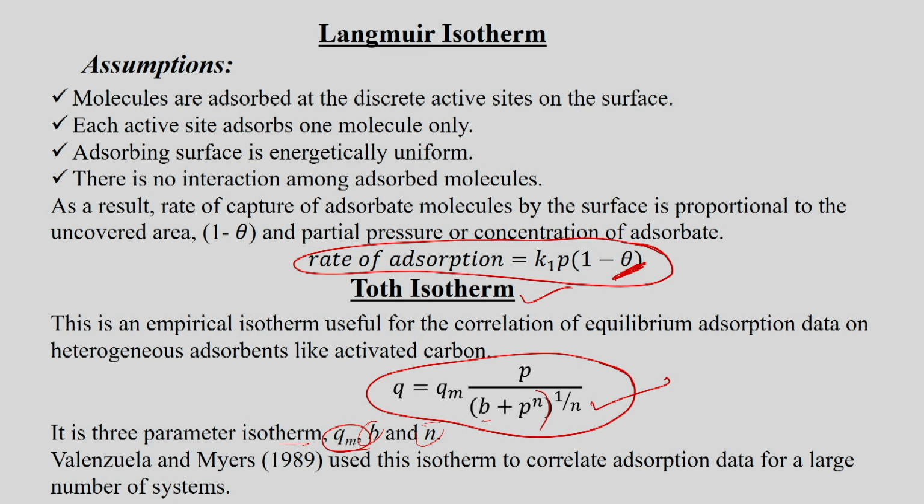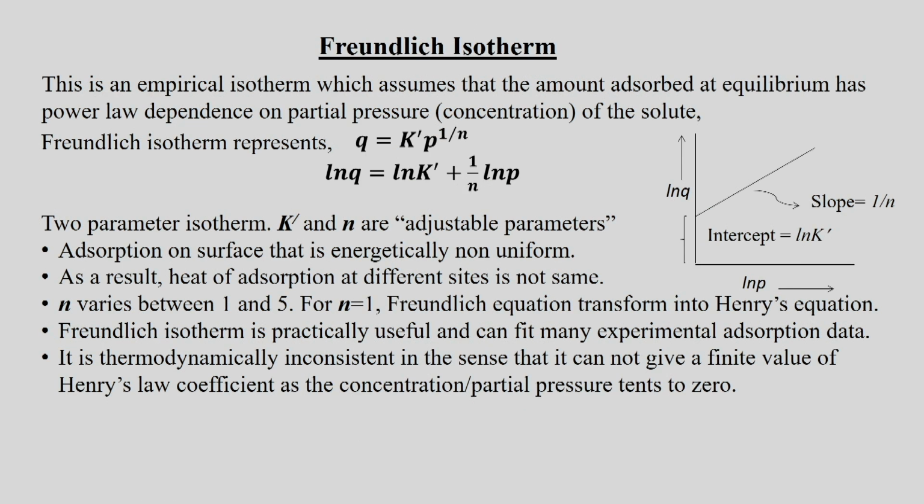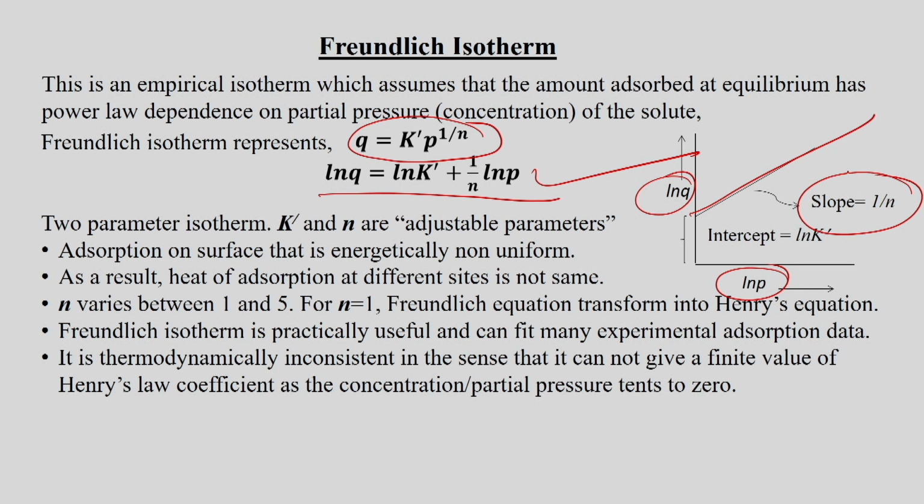And then we discussed the Freundlich isotherm, Q is equal to K prime into P to the power 1 by n. In the linear form it is ln Q is equal to ln K prime plus 1 by n into ln P. If we plot this like y is equal to mx plus c, ln Q versus ln P, then we will get a straight line, and the slope will give 1 by n.